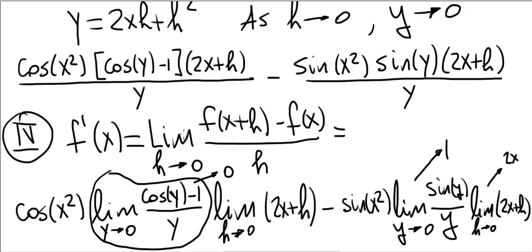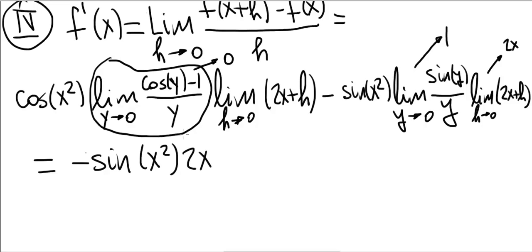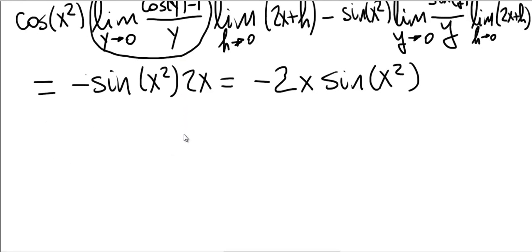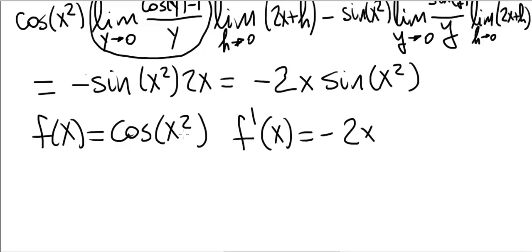And so our final answer is, we have a negative in front. Our final answer is equal to negative sine of x squared times 2x. So let's write it like this, minus 2x times sine of x squared, which is the final answer. That's the derivative of cosine of x squared. So let's summarize it. We started with f of x equal to cosine of x squared and used the four-step process of the definition of the derivative. We found that f prime of x is equal to minus 2x times sine of x squared.